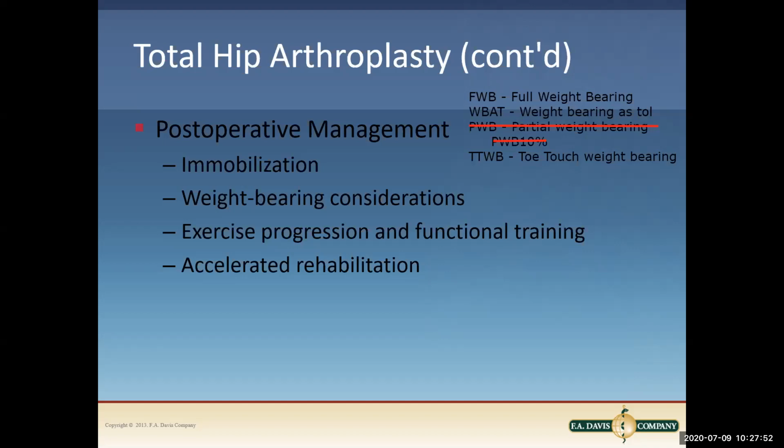What's your idea? Okay, test out while holding on some. Good. Okay, that's an idea. But what would you say physically to them? Like, you're the PTA now and I'm your patient. How would you explain toe touch weight bearing to me?